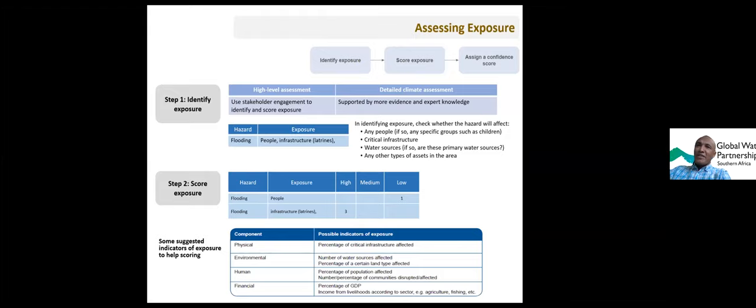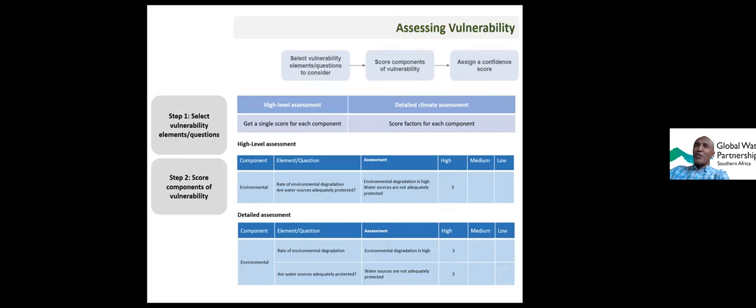High level, as I said, one hazard, one score. And if it's detail level, you have to go to the detailed characteristics of the exposure. So you'll get more indicators for identification in the tool, if you like. The next slide, please. I'm trying to introduce this quickly.